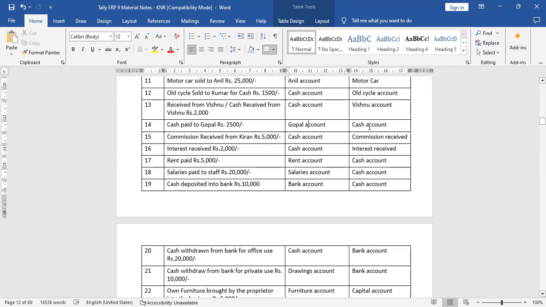Income, which side do you enter? Credit side. Next point, interest received. Here the name is not mentioned. Sometimes, to confuse, the name is mentioned: interest received from Rohit. Both are similar only, but even if the name is mentioned, don't consider the name.